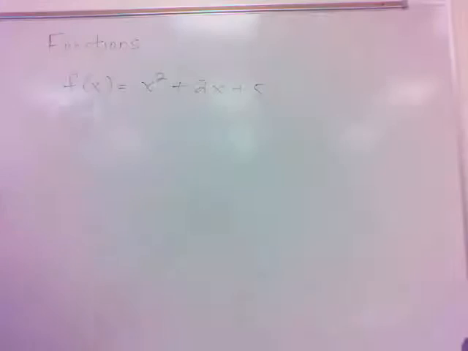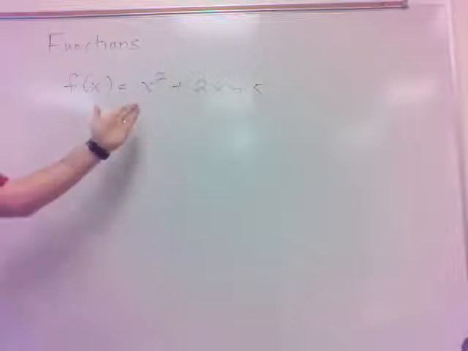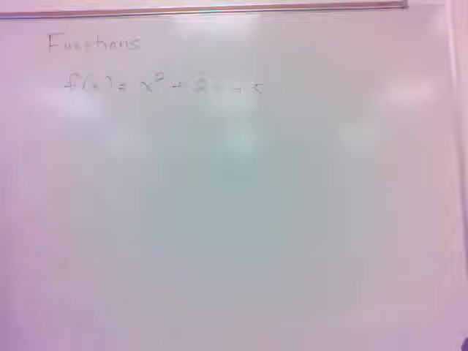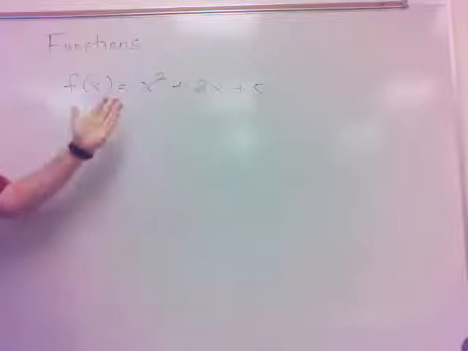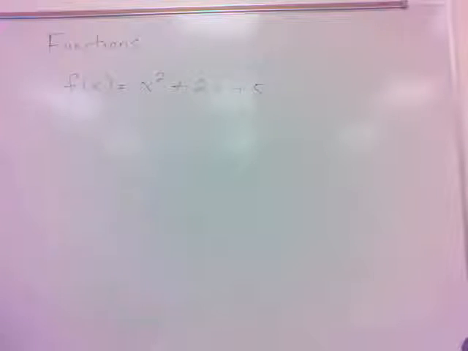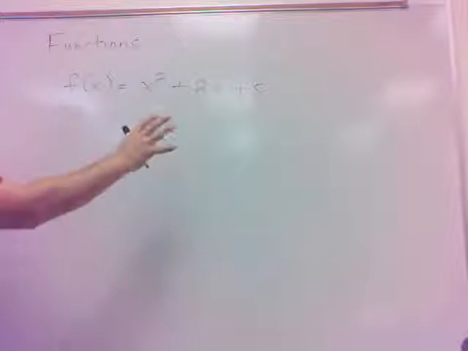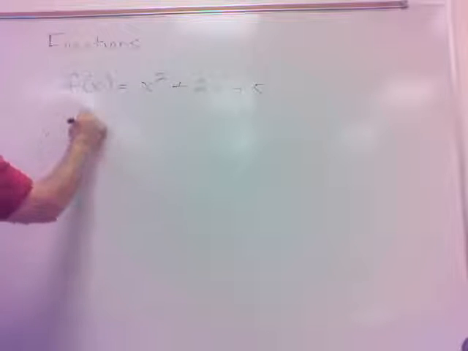say I've got a function f of x equals x squared plus 2x plus 5. It's just an equation that sets up a relationship, right? And it's a relationship where each x value that we plug in will give us one function value, or f of x value. And so this is just our usual notation, and it just sets up a relationship.